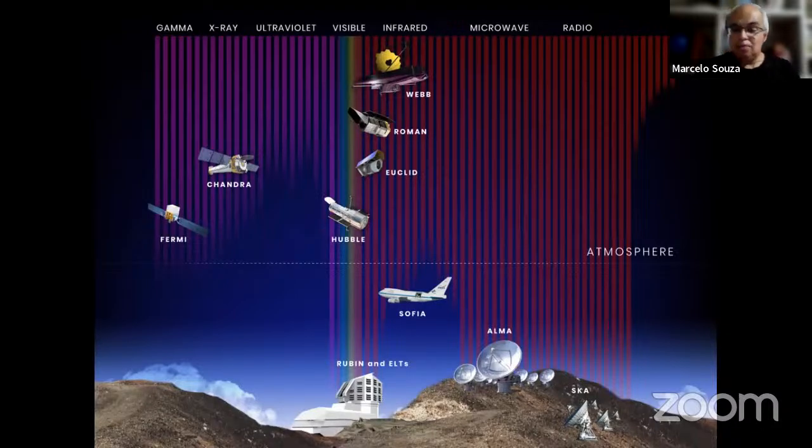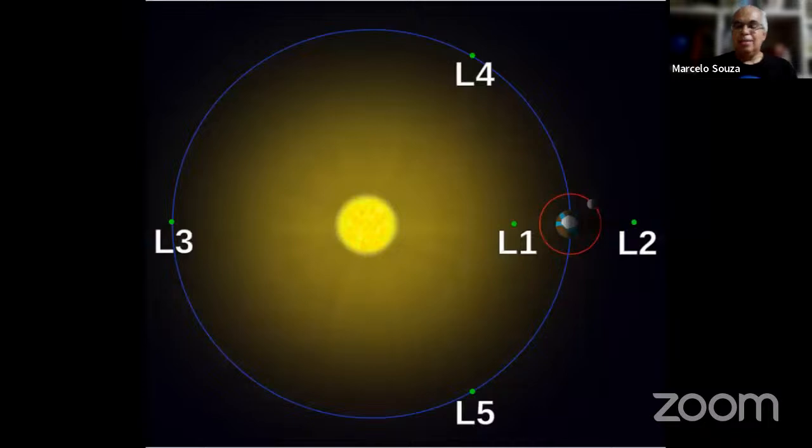But where is the James Webb? There are 5 places in the solar system called the Lagrange points, Lagrange positions, which are places where you can have synchronous movements with the Earth. There are L1, L2, L3, L4, and L5.